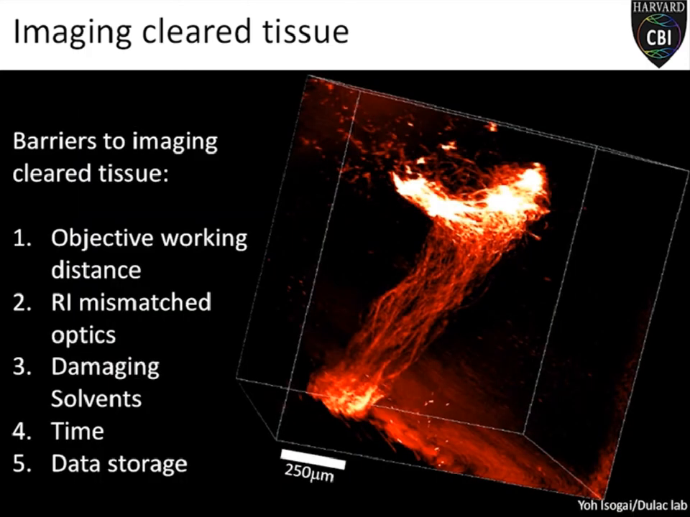So if we go into a little bit more detail here, these are what I find to be the 5 biggest barriers to imaging cleared tissue. The first is the working distance of the objective. If your working distance of the objective is smaller than the distance you want to image over, at some point that objective is going to run into your tissue and you're not going to be able to image any deeper.